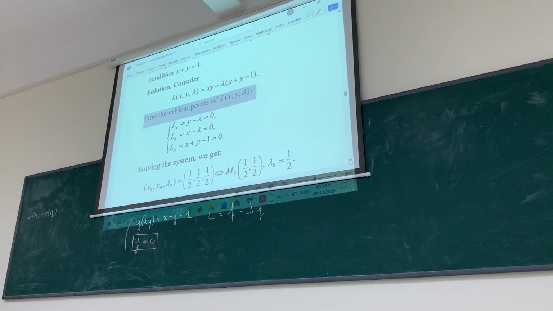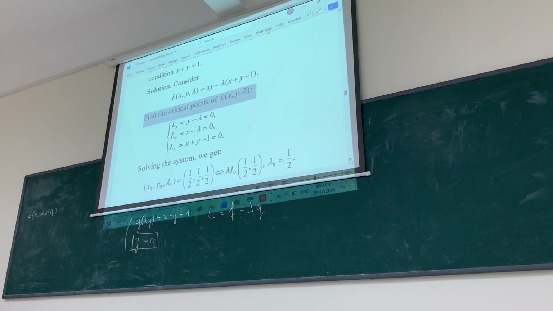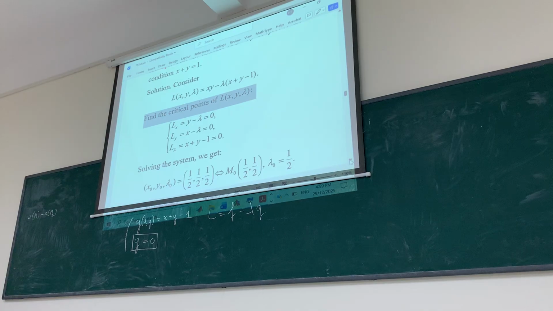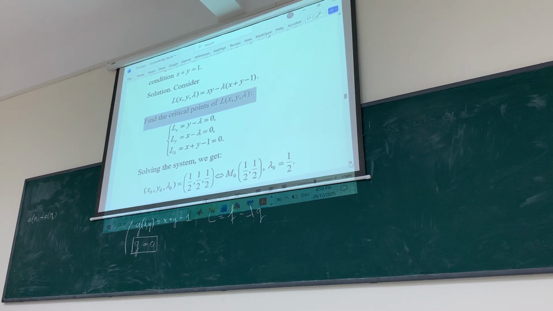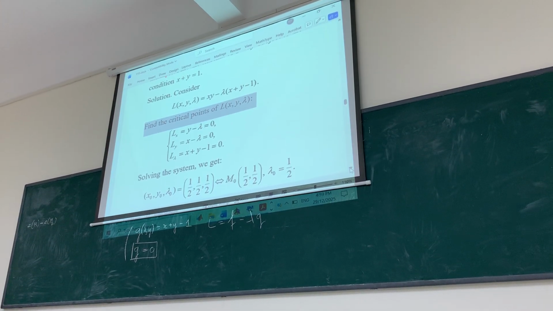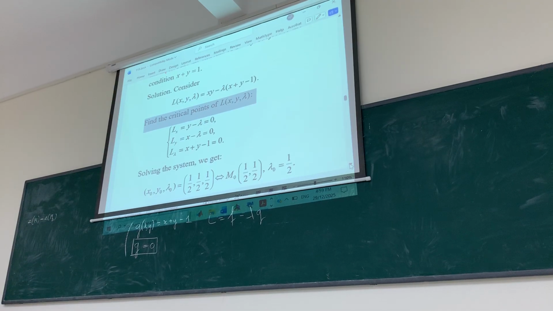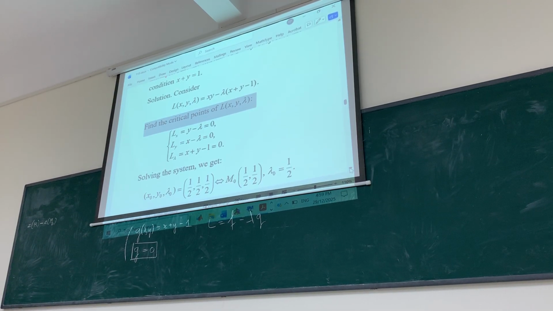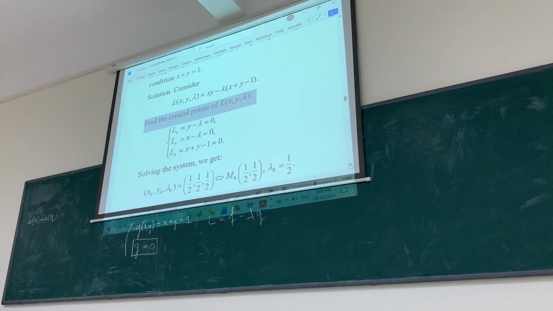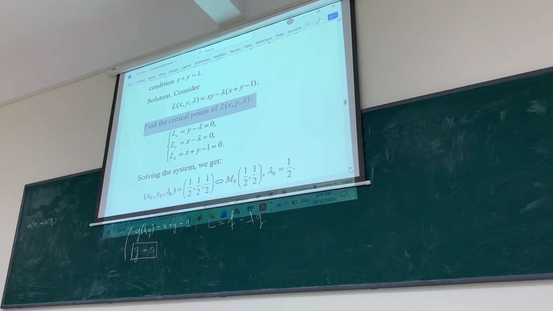The next step, we need to check whether M0 is a constrained extreme point or not. We can evaluate d squared L, where we fix lambda 0. This is d squared L, the second order total differential.